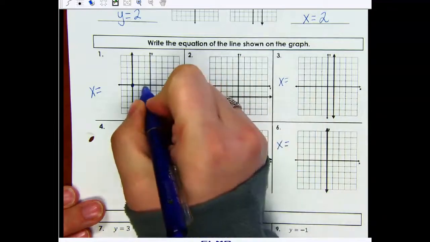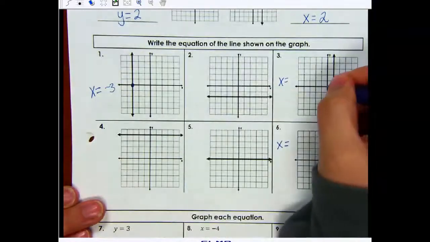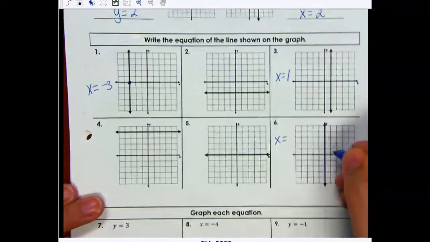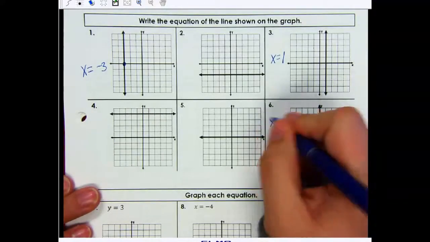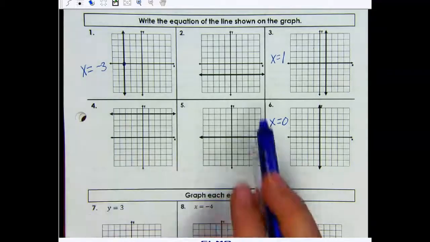So this one crosses at negative 3. This one crosses at positive 1. And this one crosses at 0. So technically it's the y-axis, and the y-axis is a vertical line that crosses the x-axis at the origin, 0, 0. It seems weird, but technically the equation for the y-axis is x equals 0. Weird, right?